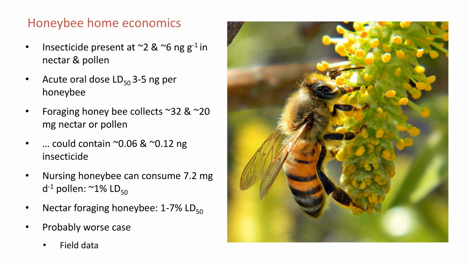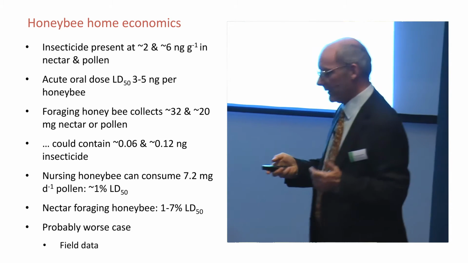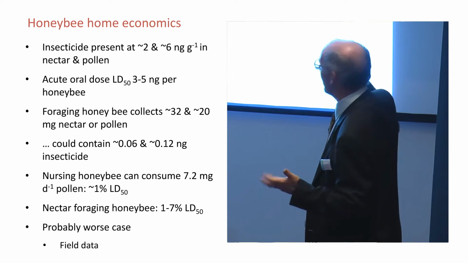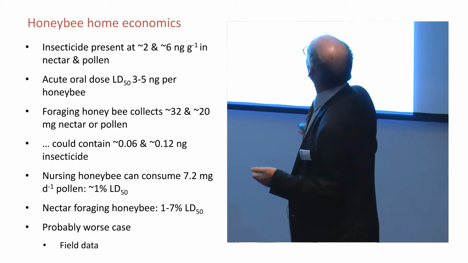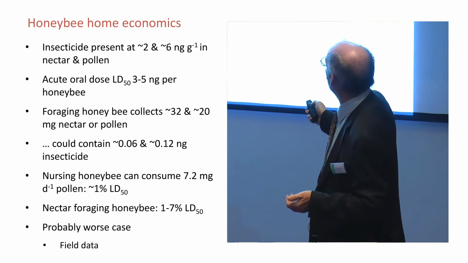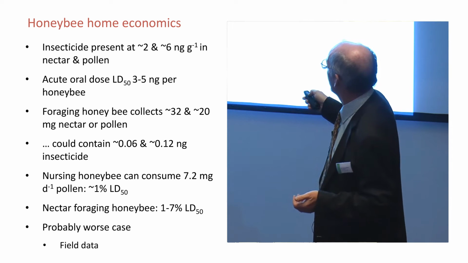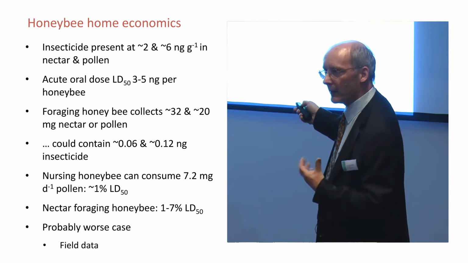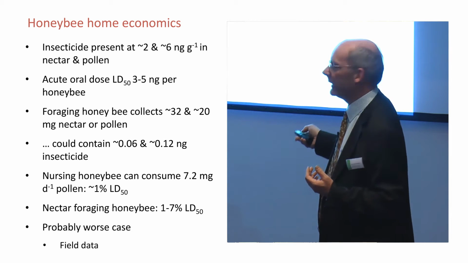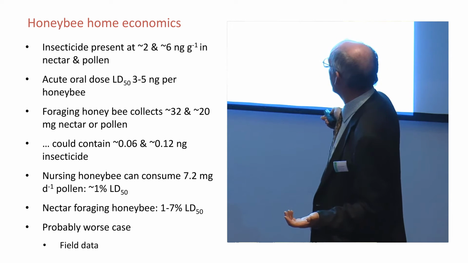This is sort of honeybee economics. So this is a type of argument you can make. Suppose that's an oilseed rape for the sake of argument. The pollen and nectar in oilseed rape would typically have 2 to 6 parts per billion, nanograms per gram, in there. That we can go out and measure, and that's typical. There is some variation. And then we also know from lots and lots of lab studies that honeybees, if you give them about 3 or 5 nanograms, then they keel over.